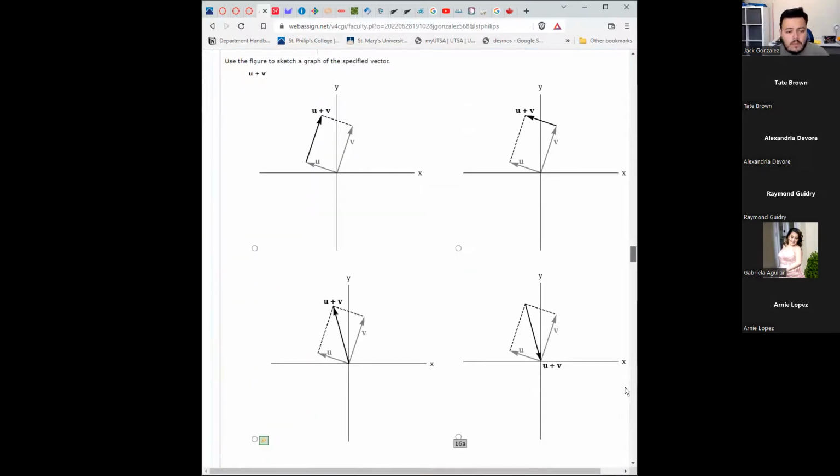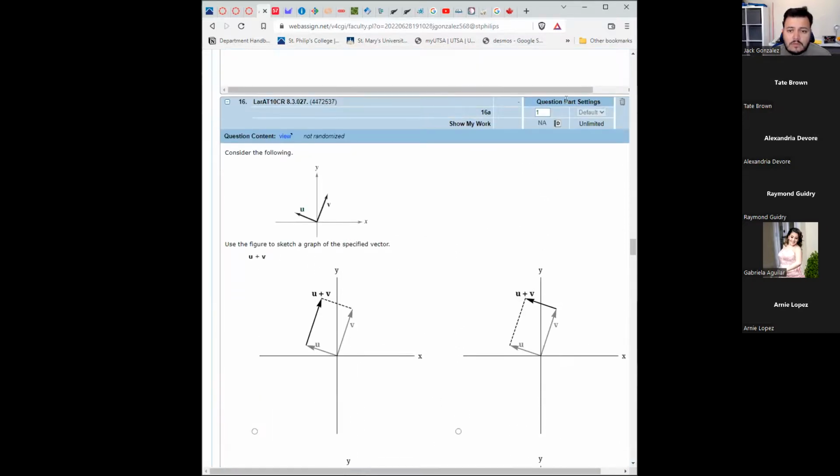There we go. Okay, so let's not look at the answer right away. According to our notes, that's wrong. In our notes, we take the first one, so u plus the v, and then the hypotenuse that is formed is our answer. Okay.